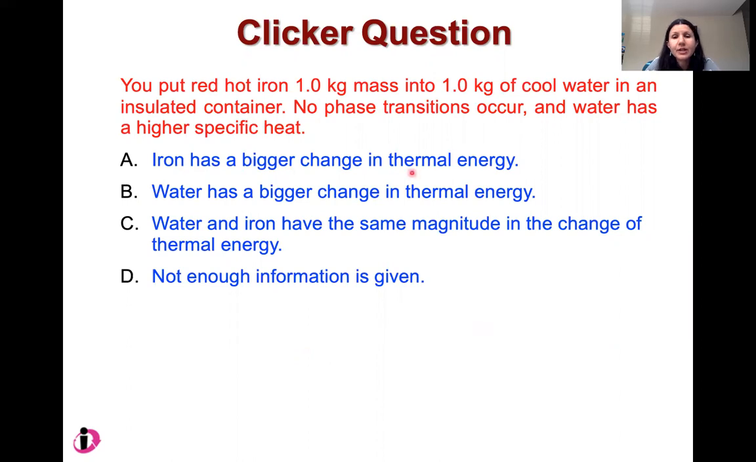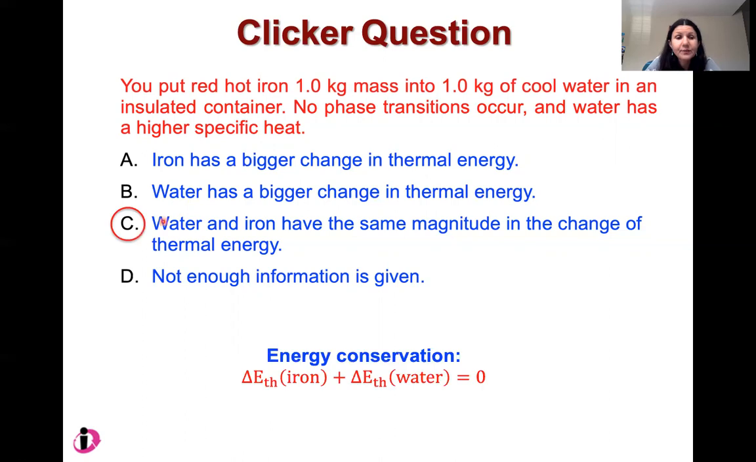Iron has a bigger change in thermal energy. Water has a bigger change in thermal energy. They have the same magnitude in the change of thermal energy, or still not enough information. So think about this. Go back, think about energy conservation, go back to the thermal energy definition, and pause the video and then check your answer.